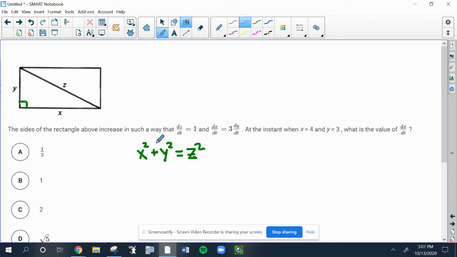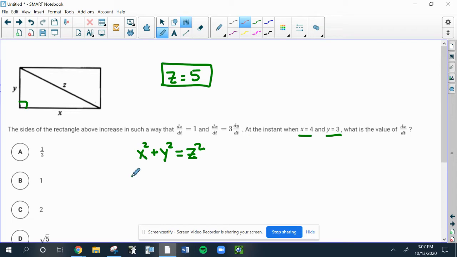Now, the variables in this are x, y, and z. They're all changing. But when x equals 4 and y equals 3, at that moment, z is going to equal 5. We're going to keep that in case we need it. It's a 3, 4, 5 triangle. You can just do Pythagorean theorem. So we need to make a related rates equation, obviously, because all this information is rates.